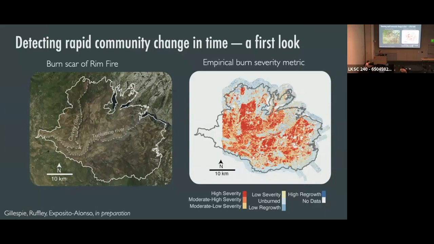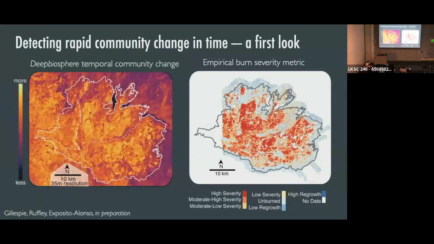So if we then take our model, our deep biosphere model, and we take predictions for species using imagery from 2012, which was before the fire, and compare it to imagery taken in 2014, which was after the fire, and we take the difference between these predictions, how much have the predictions changed, then we get this map. And as you can see, visually speaking, it does indeed appear that deep biosphere is detecting larger changes in places that are more severely burned. And in fact, we have the statistics to show that is the case.